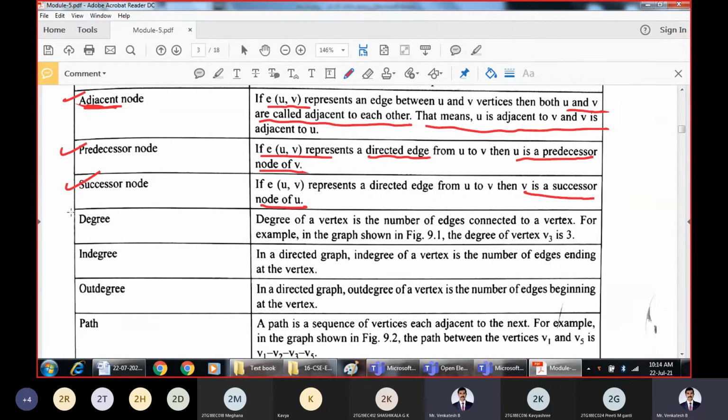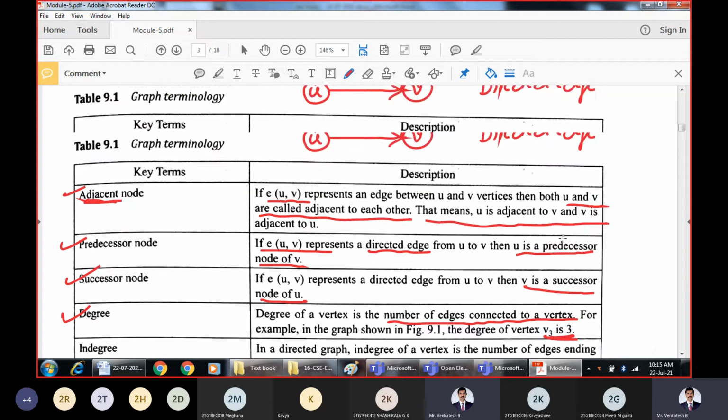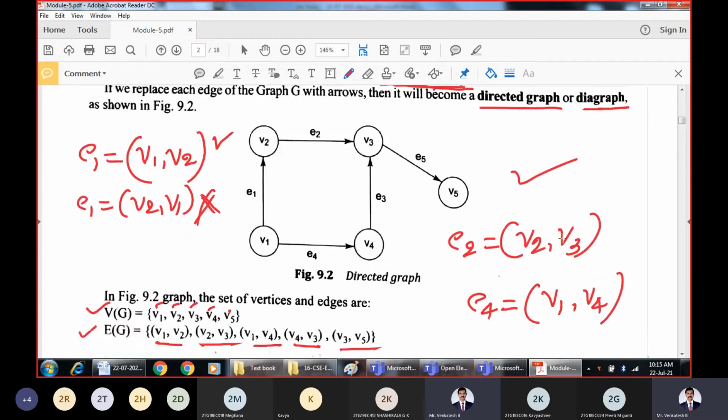Degree. What we studied in the tree is the same. The degree of a vertex is the number of edges connected to that vertex, that is, how many edges are joining that particular vertex. For example, in the above graph that we have studied, the degree of vertex V3 is 3.